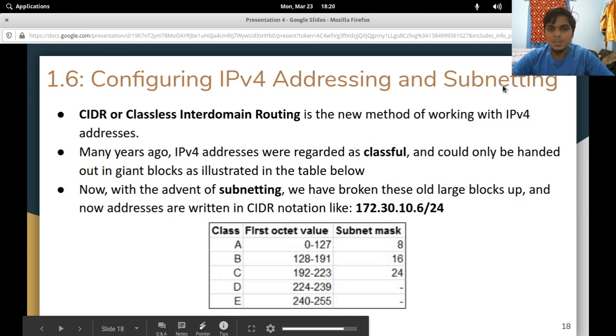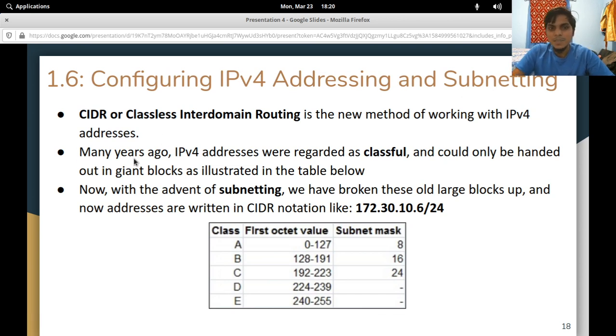So CIDR, or classless interdomain routing, is the new method of working with IPv4 addresses. Many years ago, IPv4 addresses were regarded as classful addresses and could only be handed out in giant blocks, as illustrated in the table below. Now with the advent of subnetting, we have broken these old large blocks up, and now addresses are written in CIDR notation, like 172.30.10.6/24. So yeah, we went through this last class as well.